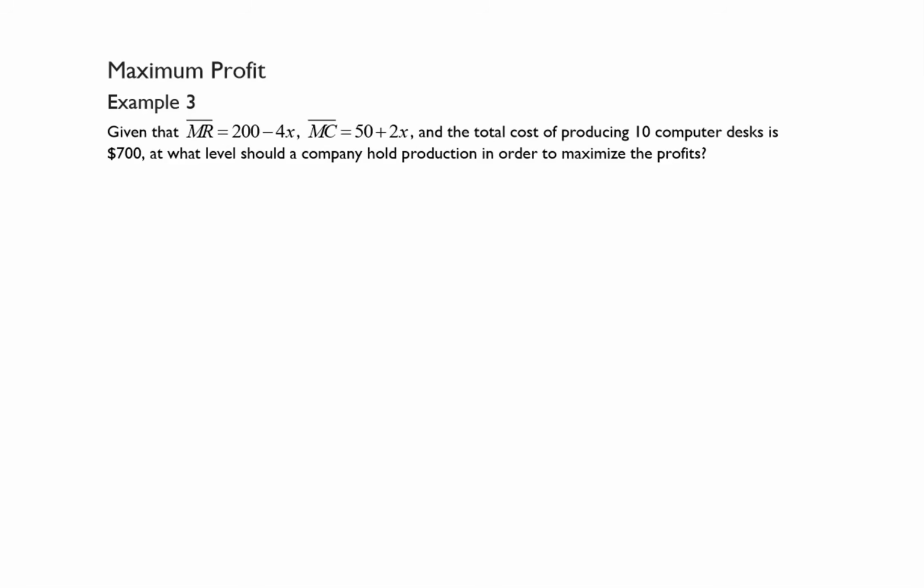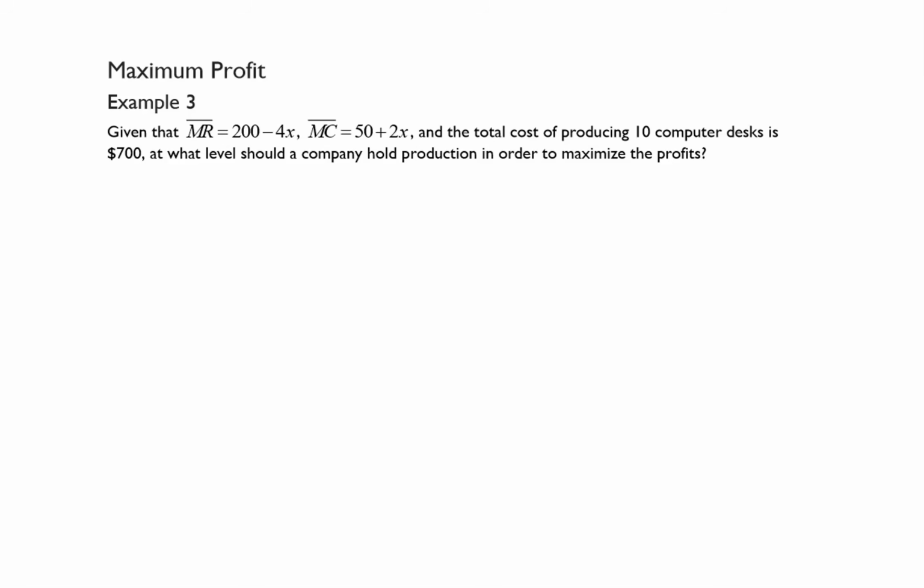Example 3 will talk about maximum profit. Remember from an earlier section that profit is optimized when the marginal revenue and the marginal cost are equal to each other. So keep that in mind.